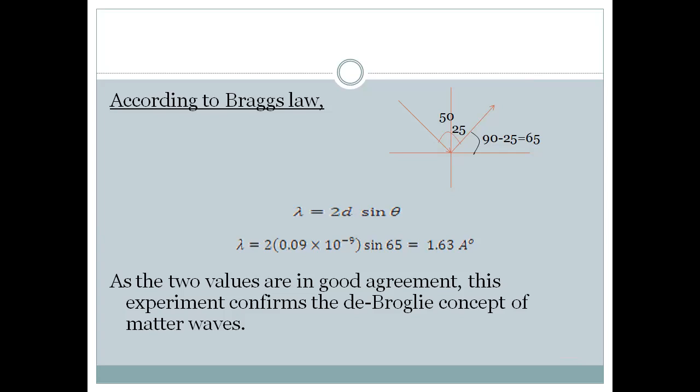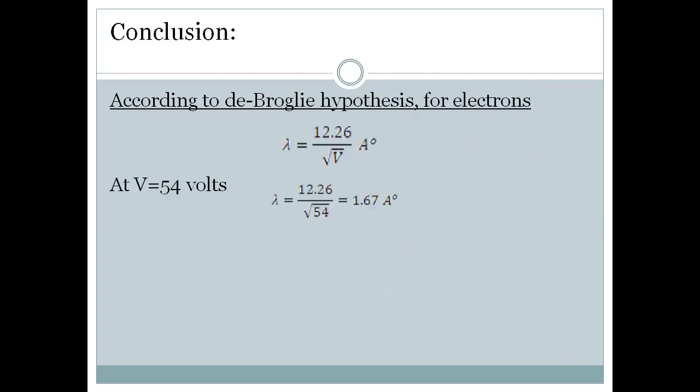Since this complete experiment was explained by the two scientists Davisson and Germer, the experiment is called the Davisson-Germer experiment. Thank you.